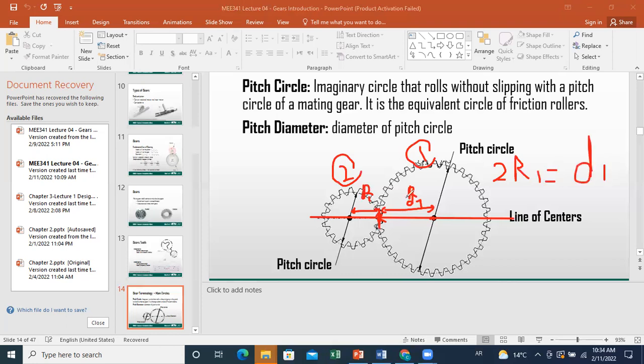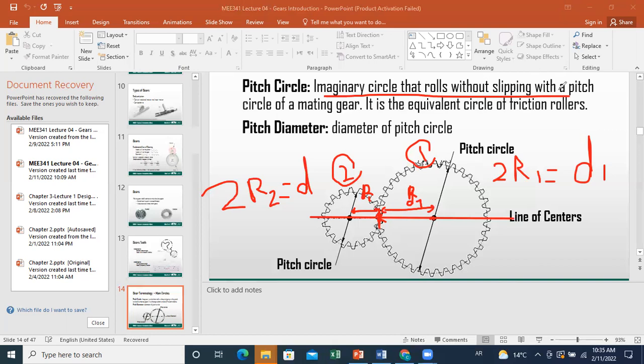And for gear 2, it's 2R2 equals D2. And as I mentioned, this is a constant, so this will not change. Whenever you have rotation, the contact point lying on the line of centers will always be at the same distance from center 1 and the same other distance from center 2. So we say that the pitch circle is an imaginary circle that rolls without slipping. So we have rolling without slipping at the level of contact at the pitch circles.